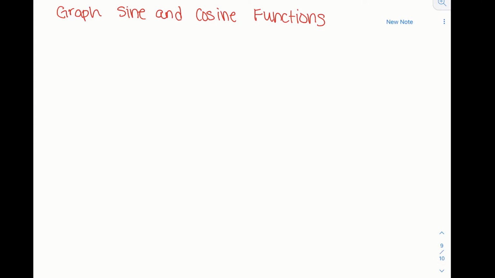In this video, I'd like to go over graphing sine and cosine functions, and specifically I'm going to graph a sine function with an amplitude change and a period change. So before I go into that, when you're graphing sine and cosine functions, it's good to first remember that general shape that they each have.